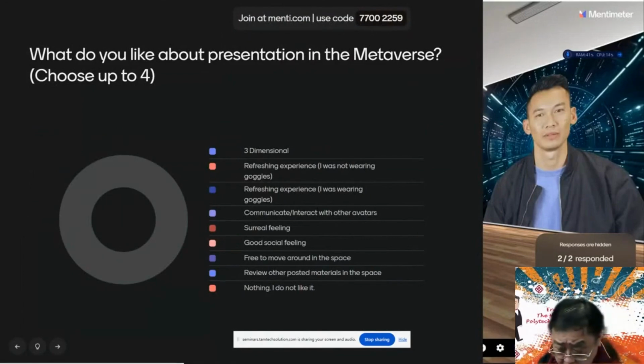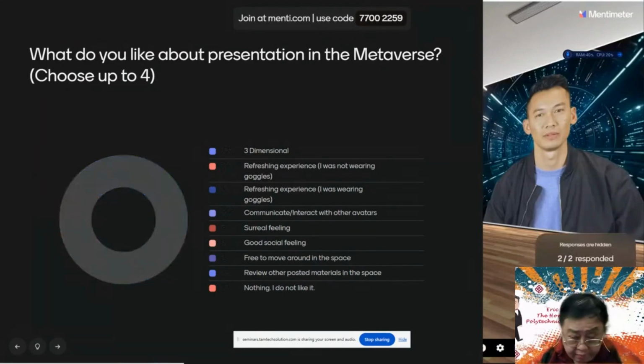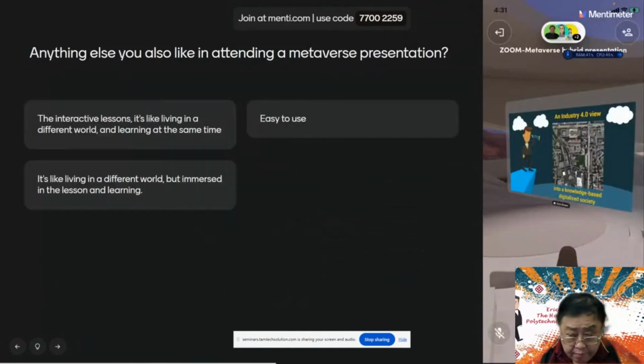Any input on this one? Okay, it is. All right, so you prefer the three-dimensional environment and also the surreal feeling. Okay. Interactive lessons, like living in a different world and learning at the same time. Living in a different world, well, easy to use. Okay, thank you.